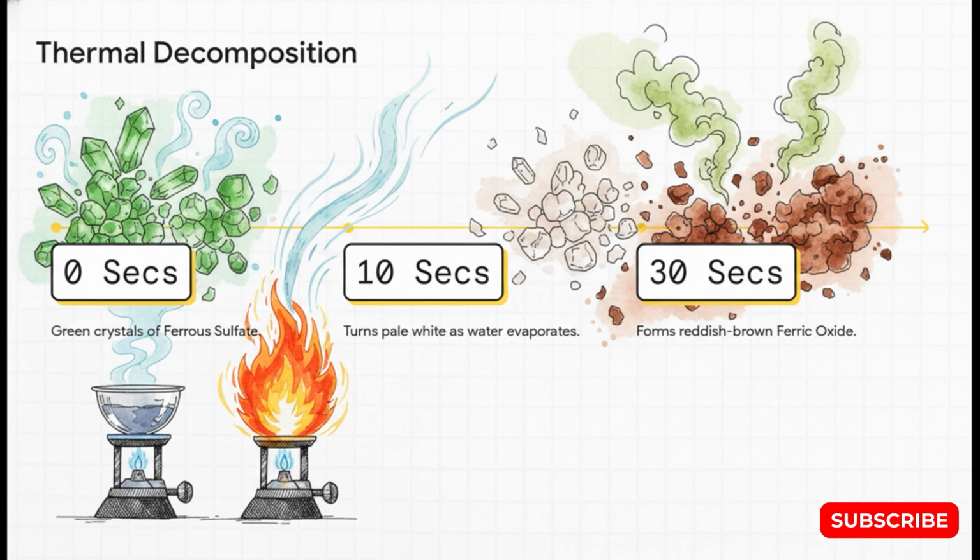Finally, at 30 seconds, under that continued intense heat, the compound completely shatters. It decomposes into strong-smelling sulfur gases and a reddish-brown solid called ferric oxide. You are literally watching the relationship break down through these changing colors.